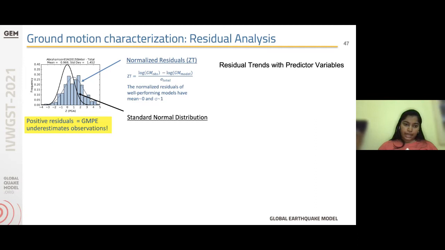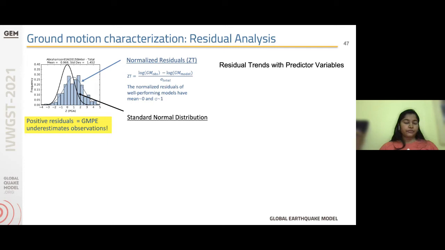So next, coming to the residual analysis part. Here, as you can see, most of the time the total residual that we get, that is the difference between the observation and the prediction from the GMP, is usually considered a normally distributed residual with a mean of zero and standard deviation of sigma. Whenever we do this normalized residual and plot it, one is the probability density function of the GMP, and the other is the probability density function of our own observations. If in this case the mean value is greater than zero, it means that the GMP is underestimating the observation. The black line is what you see here as our observation, and the gray line is the GMP. Again, we try to understand whether the GMP is overestimating or underestimating. That is one important thing whenever we look into residual analysis.